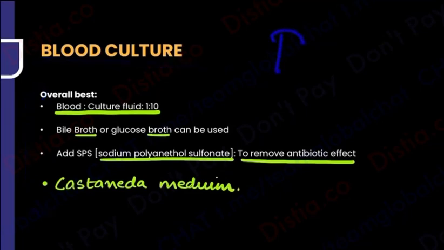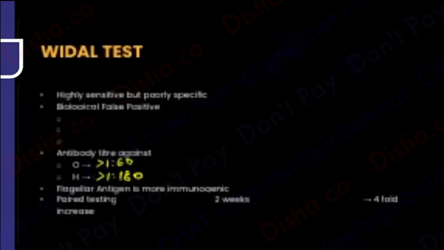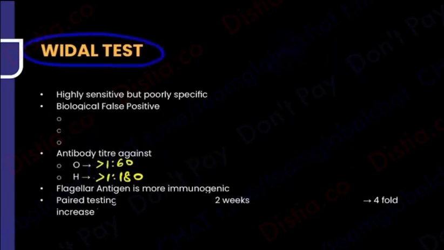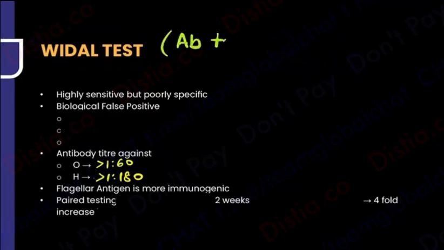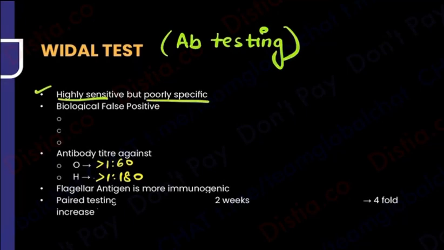Now, first week was blood culture. Next week was antibody, which is going to get you the maximum marks. Maximum questions come on the Vidal test. That Vidal test is a test for testing the antibodies. And when is it most reliable? In week 2. So it's highly sensitive, agreed, but it is not specific. I'll first give you an example.